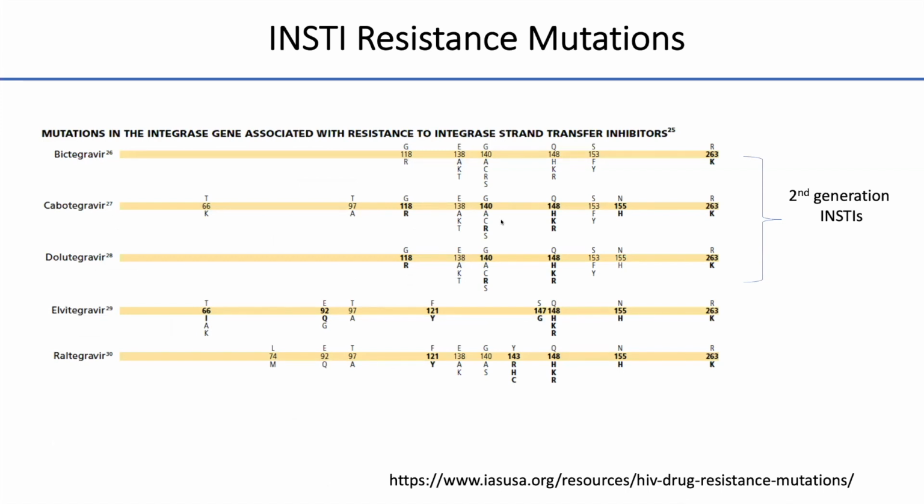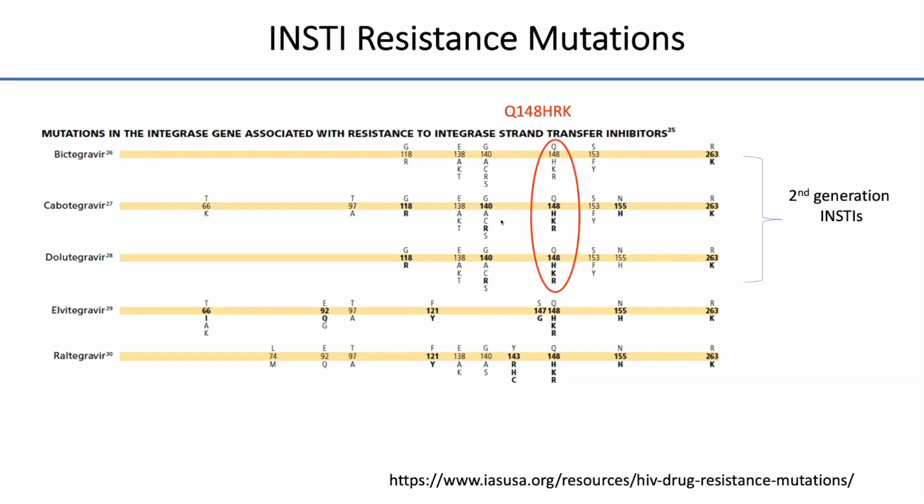The INSTIs can be divided into the first generation inhibitors, raltegravir and elvitegravir, and the second generation inhibitors, dolutegravir, bictegravir, and cabotegravir. Dolutegravir and bictegravir have much higher genetic barriers to resistance than the first generation inhibitors based on data from in vitro passage experiments, clinical trials, and in vitro susceptibility testing. Dolutegravir and bictegravir also have higher genetic barriers to resistance compared with the long-acting INSTI, cabotegravir.